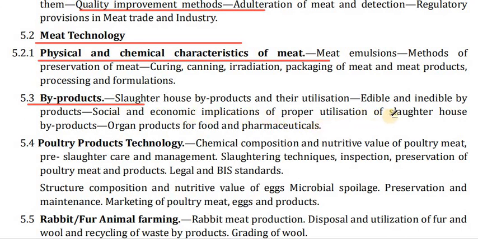of the proper utilization of the slaughterhouse byproduct, organs, products for food and pharmaceuticals, poultry product technology, chemical composition and nutritive value of poultry meat, pre-slaughter care and the management, slaughtering techniques, inspections, preservations of the poultry meat and product, legal and BIS standard, structure, composition and nutritive values of egg, microbial spoilage, preservations and the maintenance, marketing of poultry meat, eggs and product, rabbit farming, rabbit meat production, disposal and utilization of the waste for recycling of the waste byproduct, grading of wool.